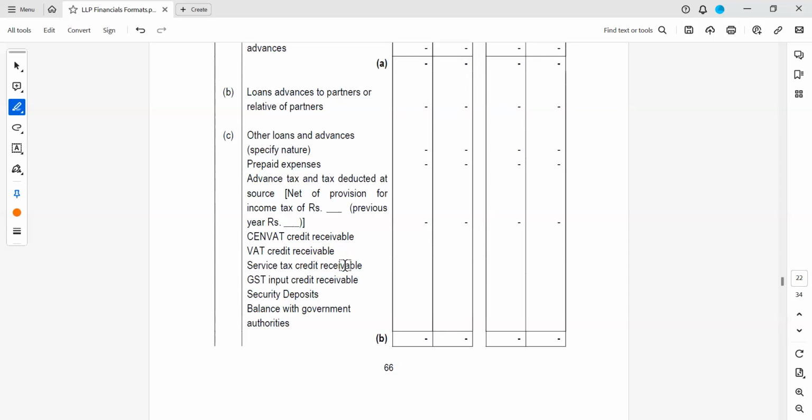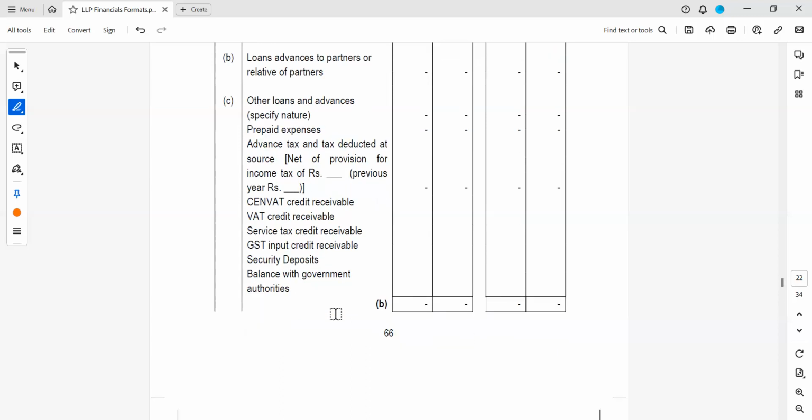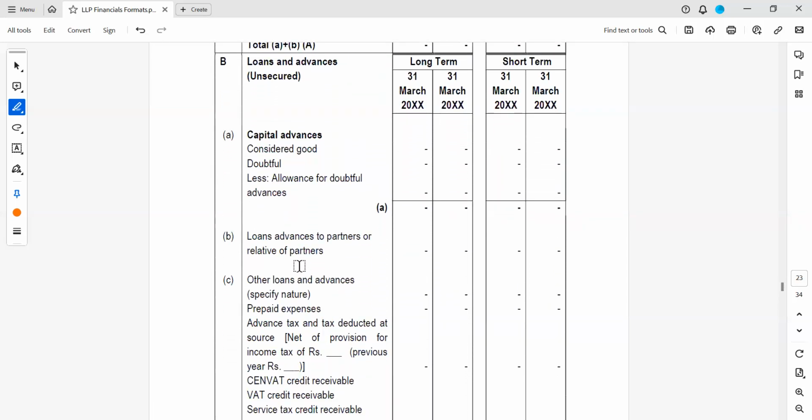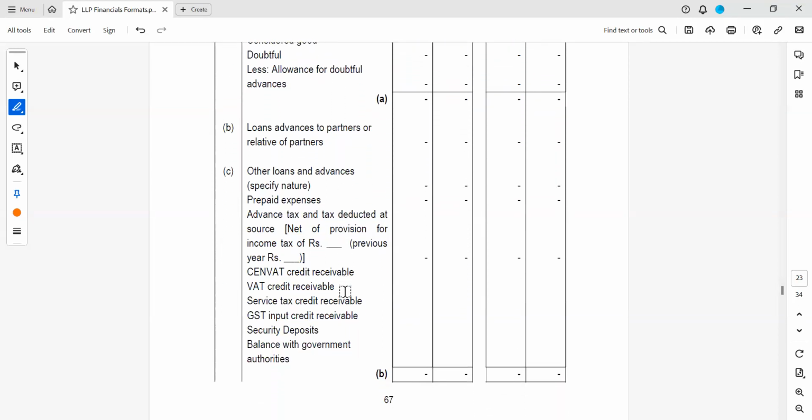Cenvat credit receivable, VAT credit receivable. This VAT anyway is not there. If at all it is there other than GST items, then it can be shown here. GST, security deposit, balance with government authorities. Capital advances, again it is unsecured. If anything is doubtful, it has to be adjusted.